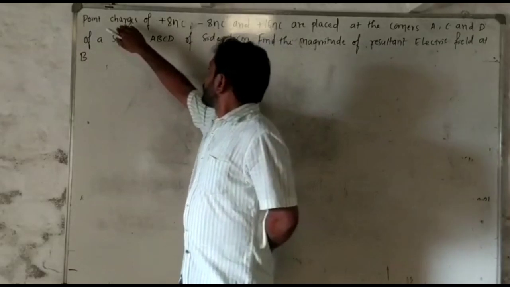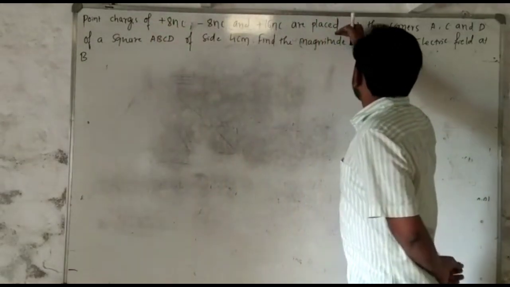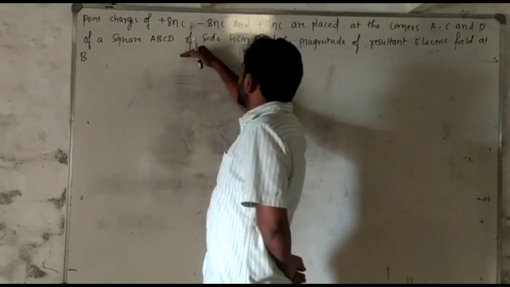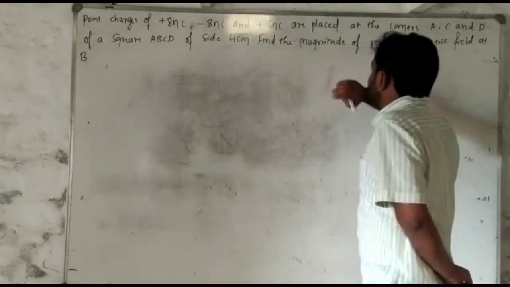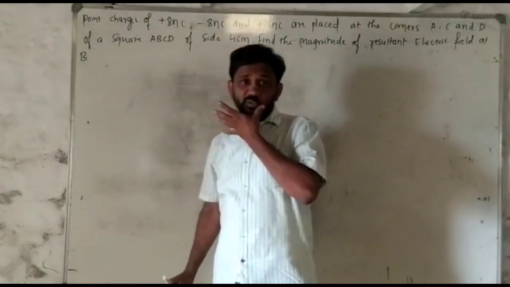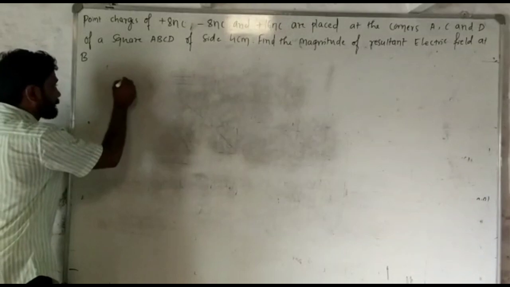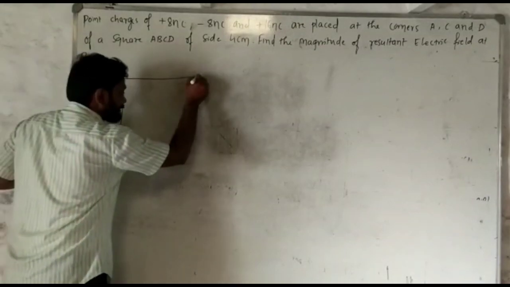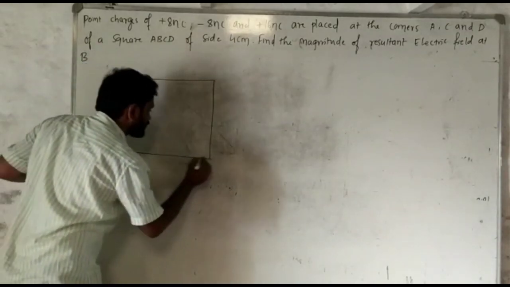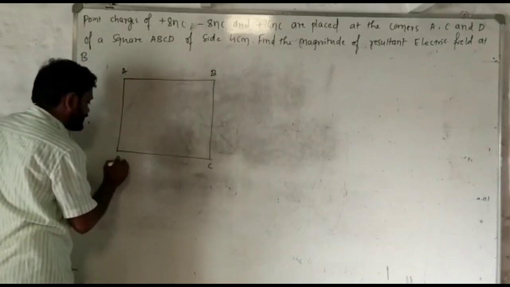First one: point charges of plus 8 nanocoulomb, minus 8 nanocoulomb and plus 16 nanocoulomb are placed at the corners A, C and D of a square ABCD of side 4 cm. Find the magnitude of the resultant electric field at B. Here in this one, the square is ABCD.